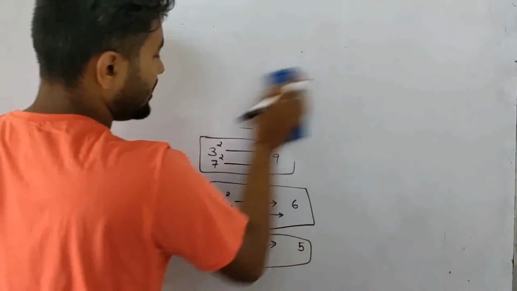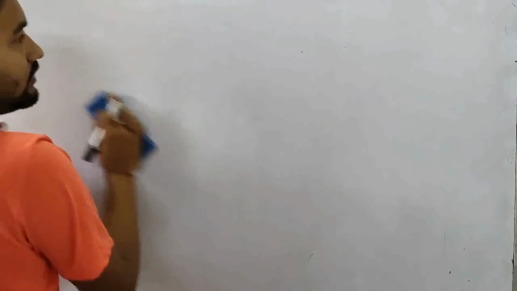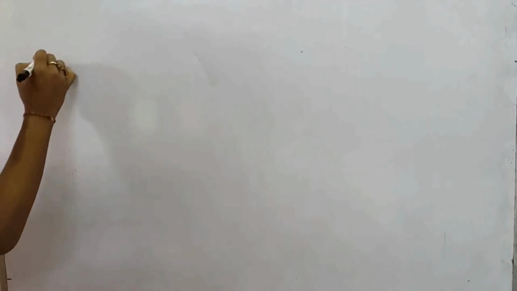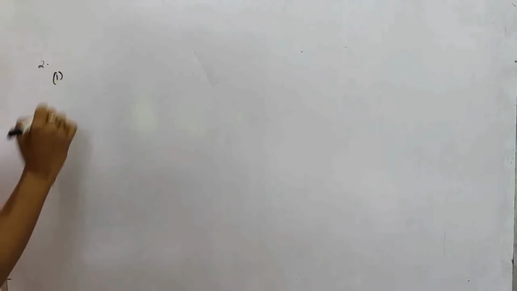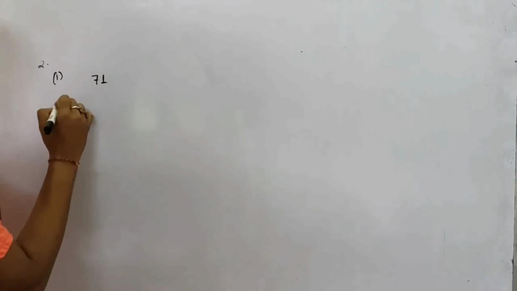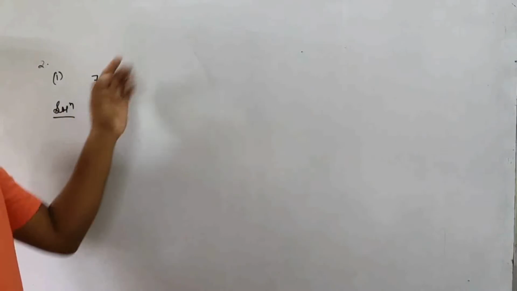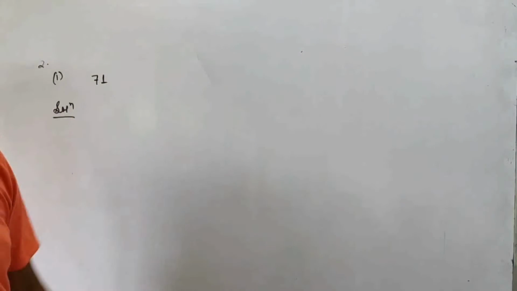Now let us start question number 2. What will be the unit digit of the square of the following numbers? Number 1. What is there? 71. So if you square 71, what will be the unit digit?